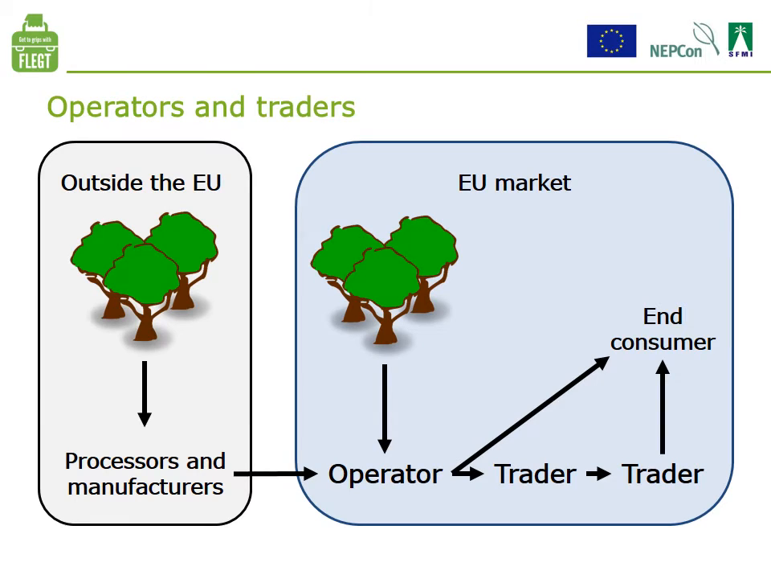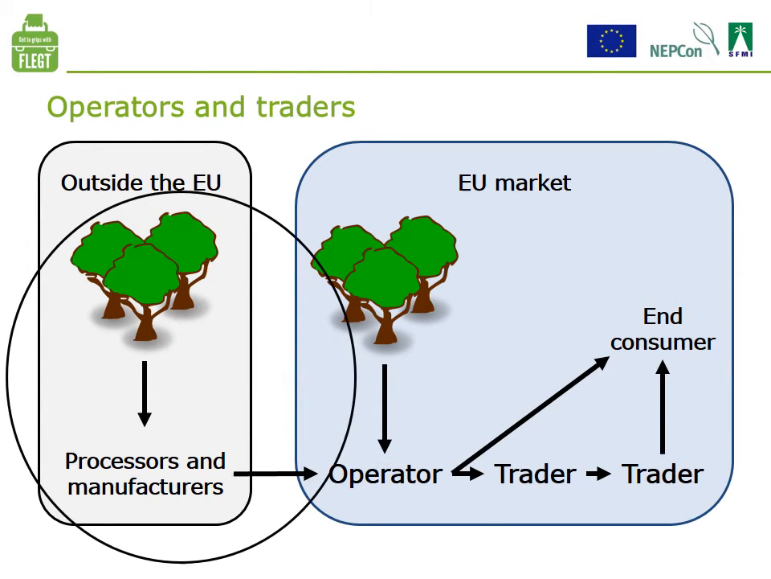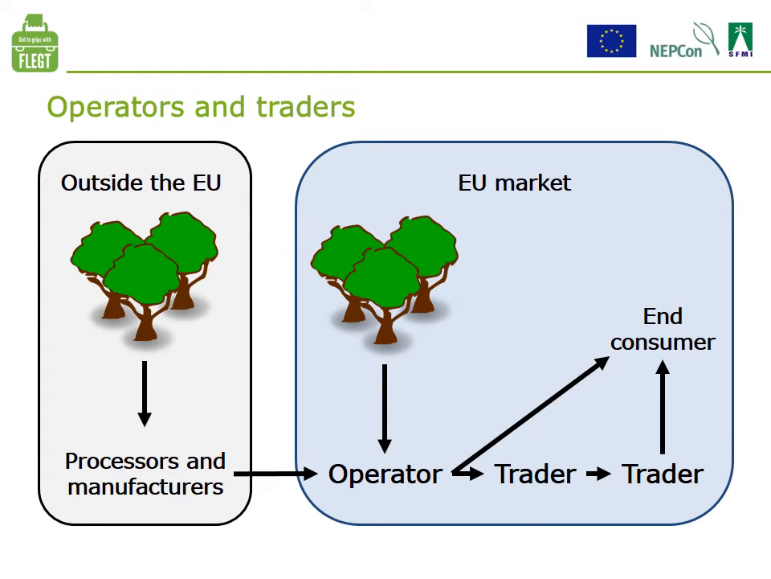To provide more clarity on what placing on the market means and what operators and traders are, we will use this diagram. Placing material on the EU market means that the specific timber product must be physically present in the EU, either because it was harvested in an EU country or because it was imported to the EU from another country. EU operators are those who place timber products on the market for the first time. Traders, on the other hand, are entities that buy or sell timber and timber products already on the market. Traders will either buy timber from operators or from other traders.